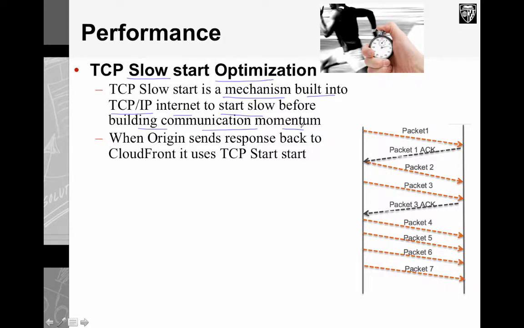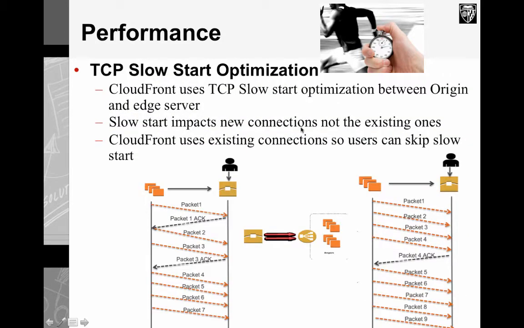When a client connects to the server, it establishes a three-way handshake, but then they don't start sending packets back really fast, even though they may have a fast internet. They start slow. They start by sending one packet, then two packets, then four packets, then 8 packets, and so on and so forth. And then they slowly build the momentum until they get to a point when there are no errors. That's how TCP/IP slow start works. It's a protection mechanism built onto the internet. Now, when origin sends response back to CloudFront, it can use TCP slow start. So let's see how we can use that.